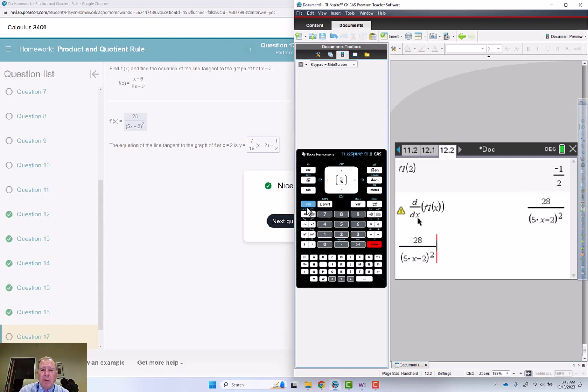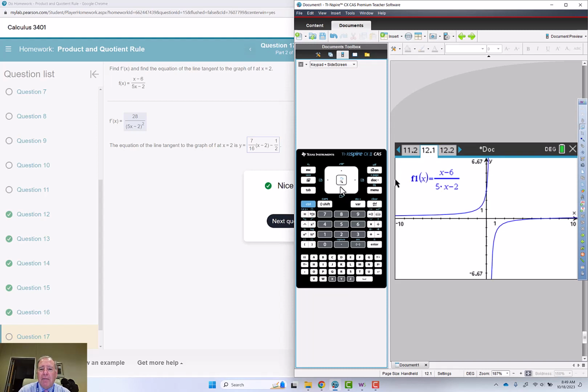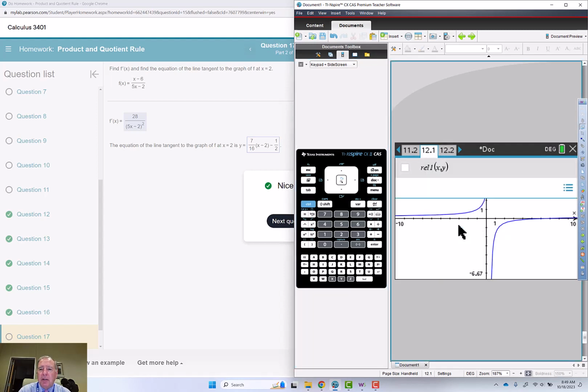So we're going to grab the derivative, control equal to get the inequality palette, such that x equals 2. And we get our slope at x equals 2 is 7/16. Now we'll go back and put that into the graph. Tab, delete to get to relation. Now I'm going to be smarter. Down arrow to relation 2, so my relation will be red.